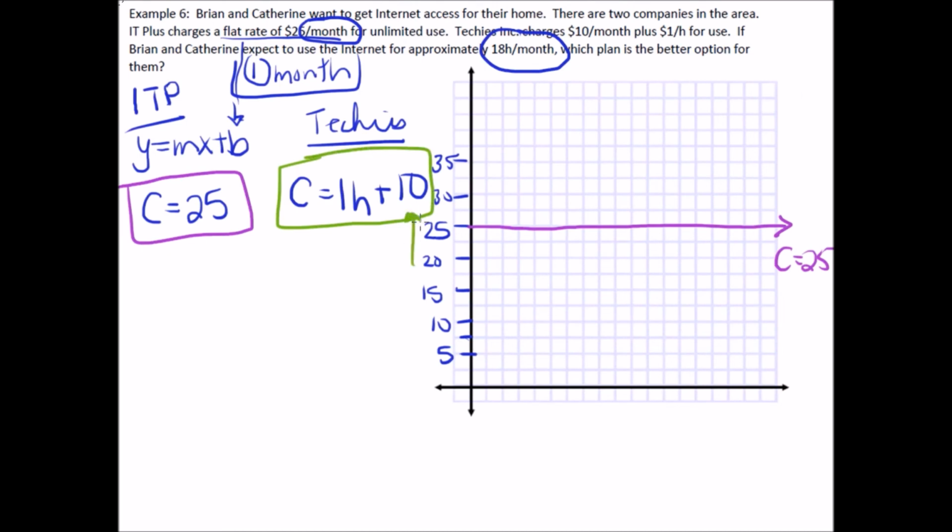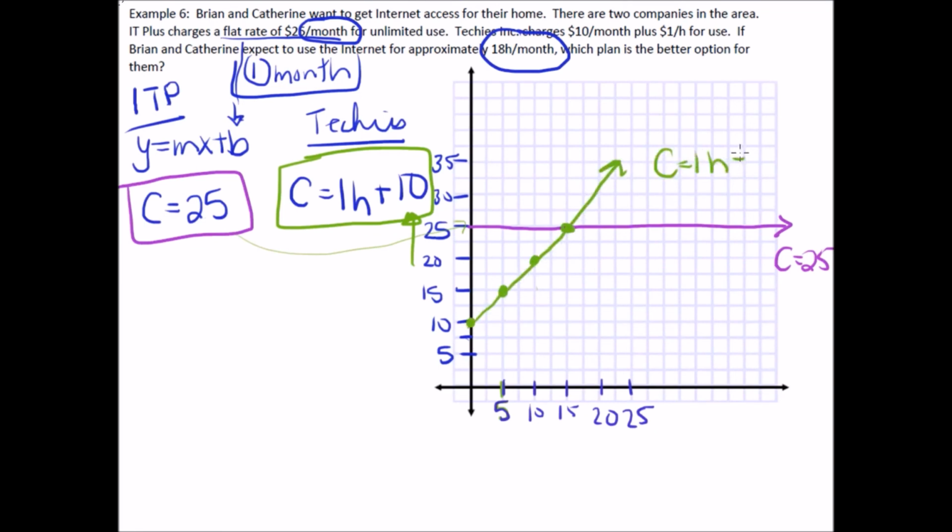Now Techies, let's do green. This one's going to start at 10, so that's their flat fee. 25 was the flat fee as well. If you take a look here, it's still the y-intercept. And then $1 per hour. So let's do every 5 hours, in blue: 5 hours, 10, 15, 20, 25. Let's go back to green. 5 hours is going to be $5. 5 hours, $5. Up to 20, 5 hours, up to 25. And then we already have the point of intersection, so I'm just going to connect those.